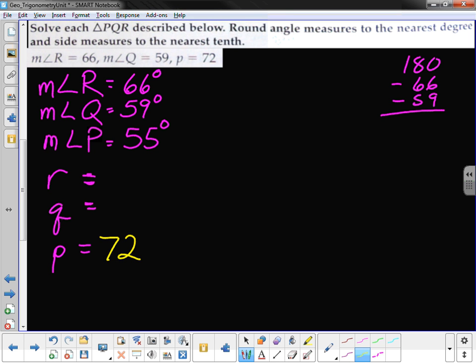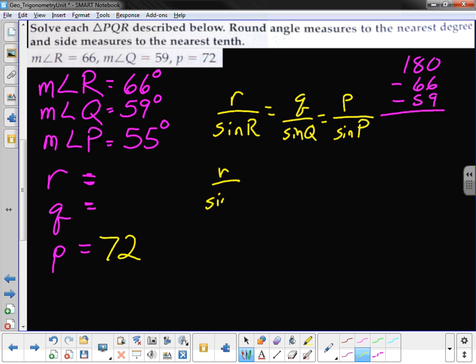Okay, so here's what I know. I can use the law of sines. R over the sine of angle R would have to equal Q over the sine of angle Q, which would have to equal P over the sine of angle P. Now, which numbers do I know? I know all of the bottoms. R over the sine of 66 equals Q over the sine of 59, which equals 72 over the sine of 55.